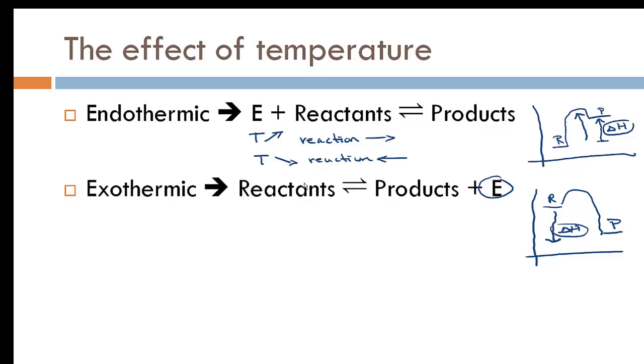On an exothermic reaction, if you increase temperature, the reaction will shift to the left, and if the temperature decreases, then the reaction shifts to the right. You notice they're the opposites of each other. But in all cases, increasing energy, that is, increasing temperature, shifts the reaction away from the side with higher energy, and decreasing temperature shifts the reaction towards the side with higher energy.